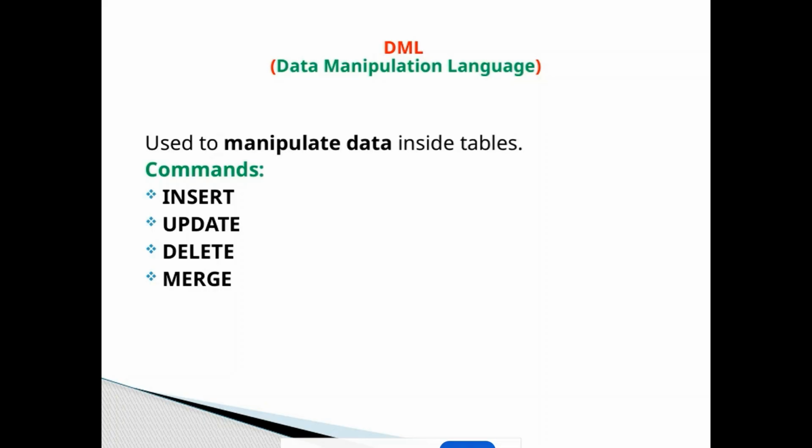Update allows us to modify existing data, perhaps changing a customer's address or updating a product price. Delete is for removing records that are no longer needed. And merge, which is a bit more advanced, helps us combine data from different sources or synchronize tables efficiently. These commands are fundamental because they enable us to manage the data effectively, ensuring our databases stay accurate and up to date. Remember, in the context of overall database management, DML is what keeps our data dynamic and relevant.